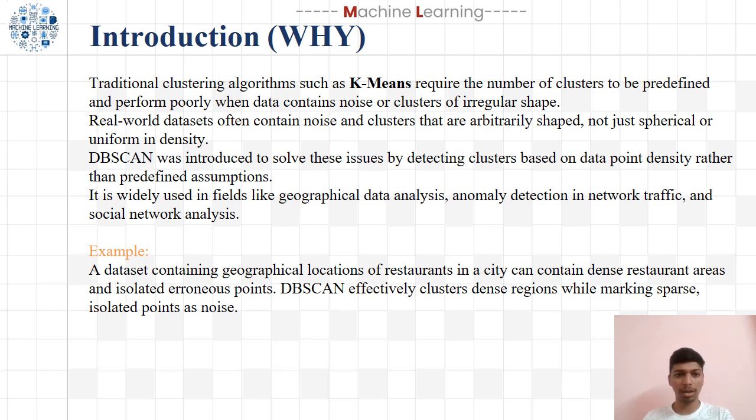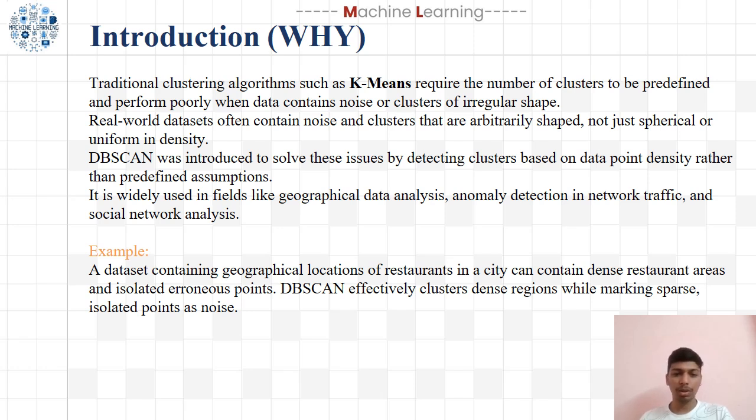Introduction. Traditional clustering algorithms such as k-means require the number of clusters to be predefined and perform poorly when data contains noise or clusters of irregular shape. In the real world, datasets often contain noise and clusters that are not just spherical or uniform in density. DBSCAN was introduced to solve this issue by detecting clusters based on data point density rather than predefined assumptions.